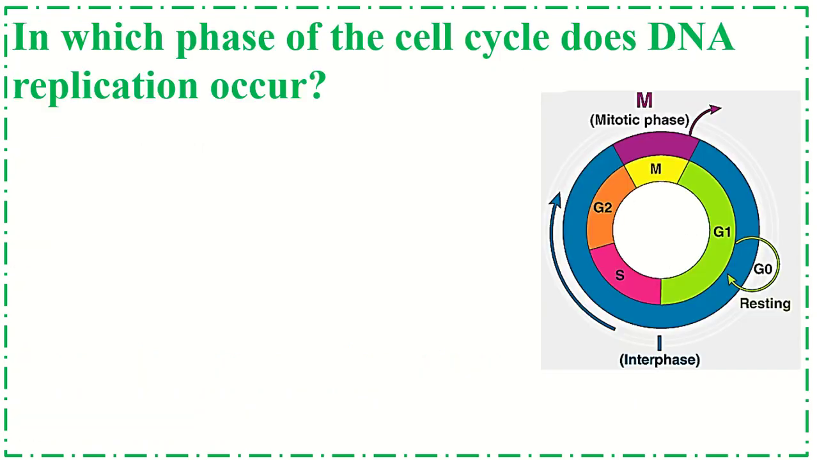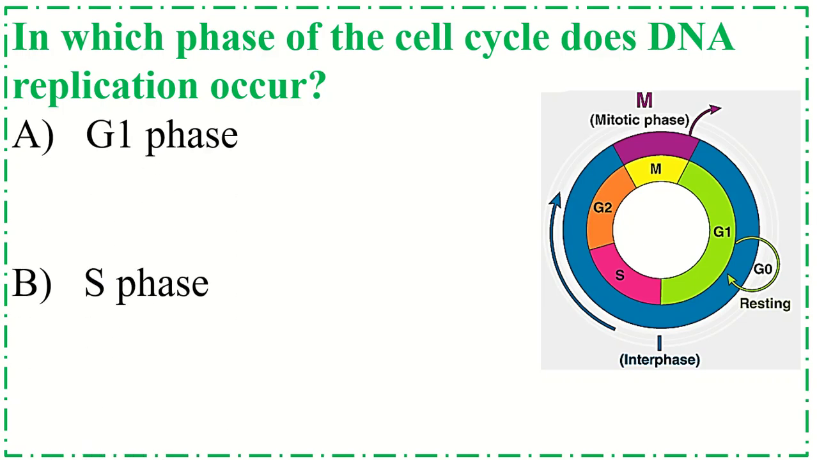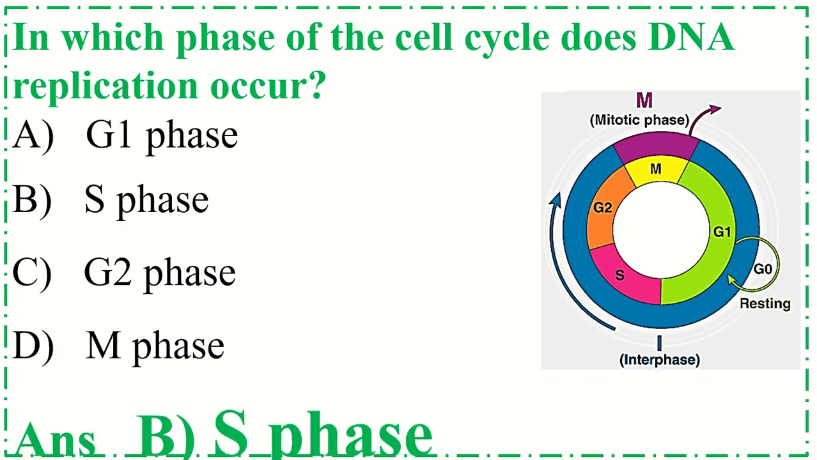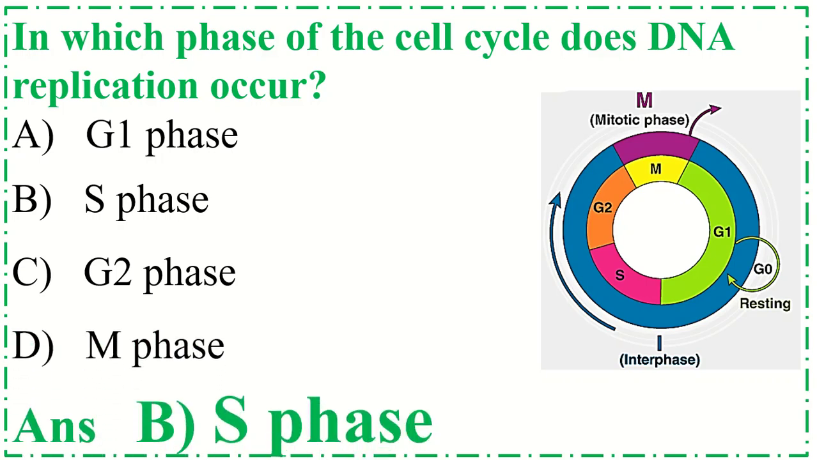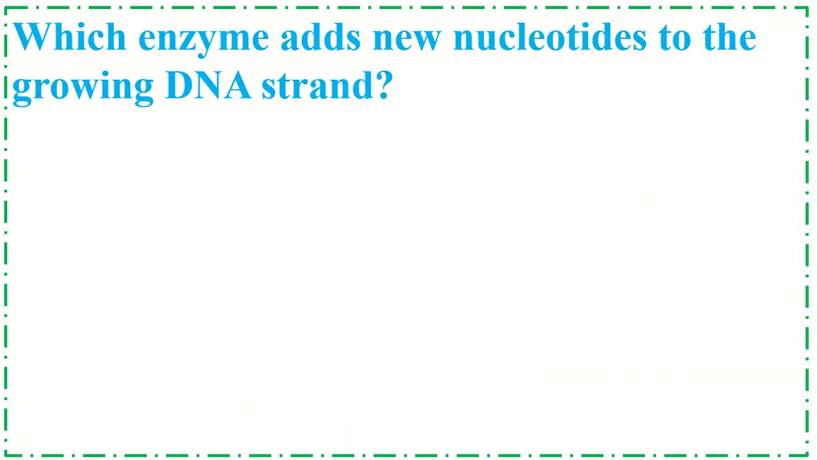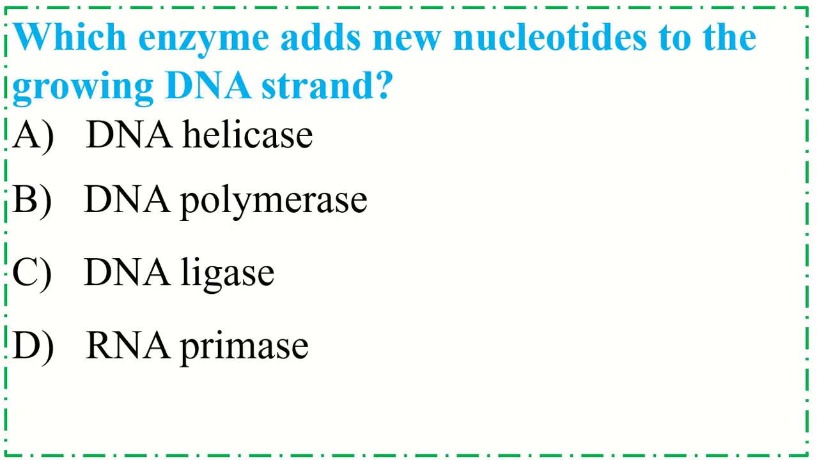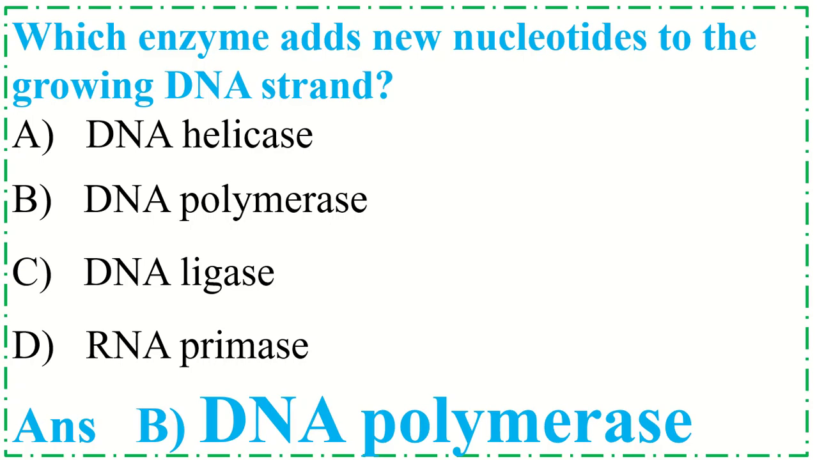In which phase of the cell cycle does DNA replication occur? Option A, G1 phase, B, S phase, C, G2 phase, D, M phase. Correct option is B, S phase. Which enzyme adds new nucleotides to the growing DNA strand? Option A, DNA helicase, B, DNA polymerase, C, DNA ligase, D, RNA primase. Correct option is B, DNA polymerase.